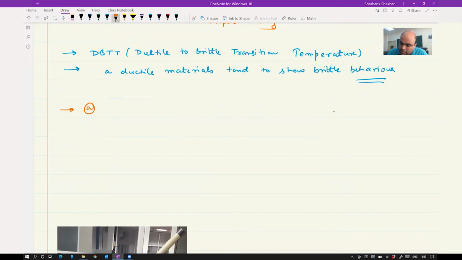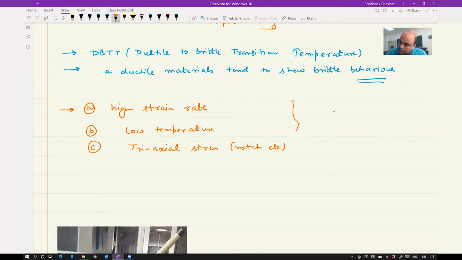One is high strain rate. Second is low temperature. Third is triaxial stress. So you have presence of notch, etc. Okay. So this will increase brittleness.